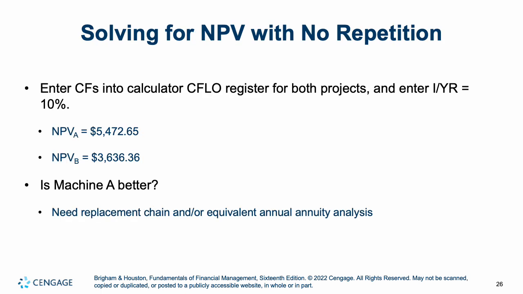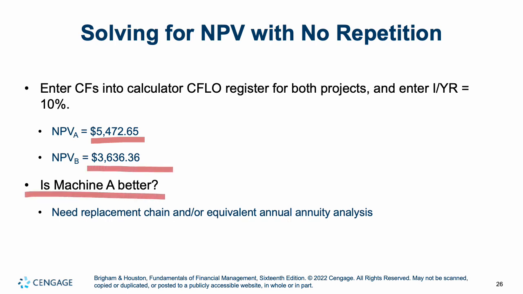Solving for NPV with no repetition, we can just simply add the cash flows. I would recommend, instead of a calculator, use Excel: equals NPV, and enter your cash flows. Year 0 is the outflow, and then we have year 1 and year 2. Generally, we discount year 1 and year 2 and then add year 0. We do not have to find the present value of year 0 because it's today's money. If we do that, NPV of A is greater than B.